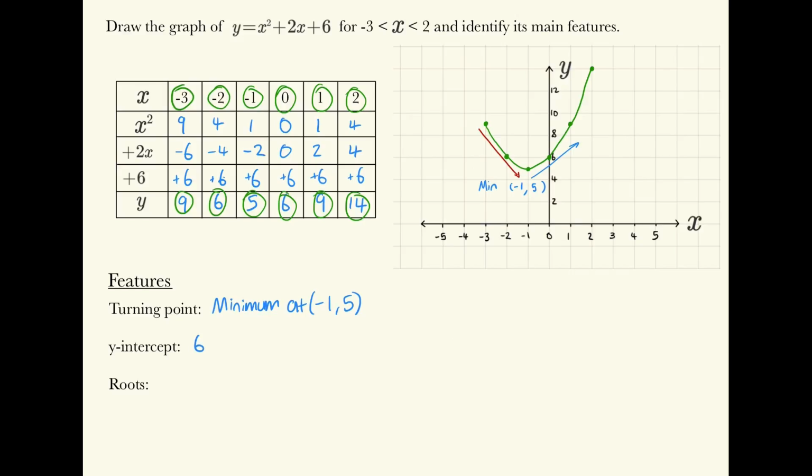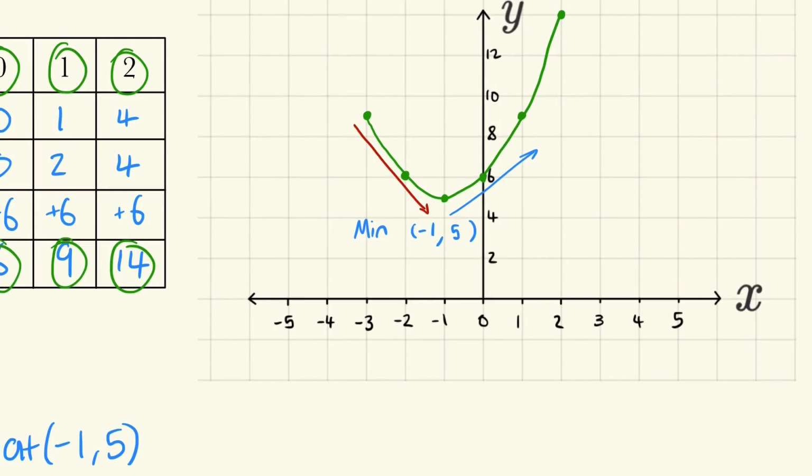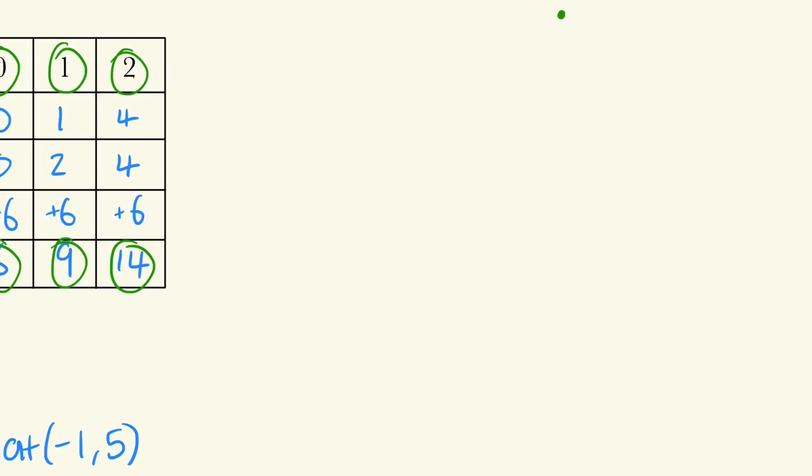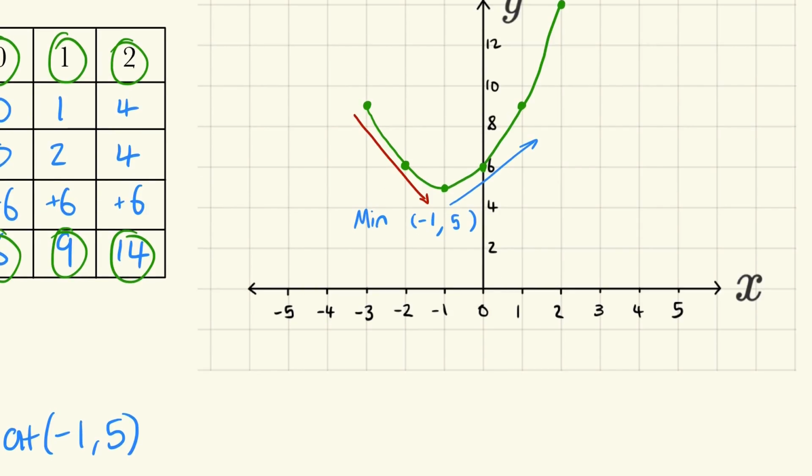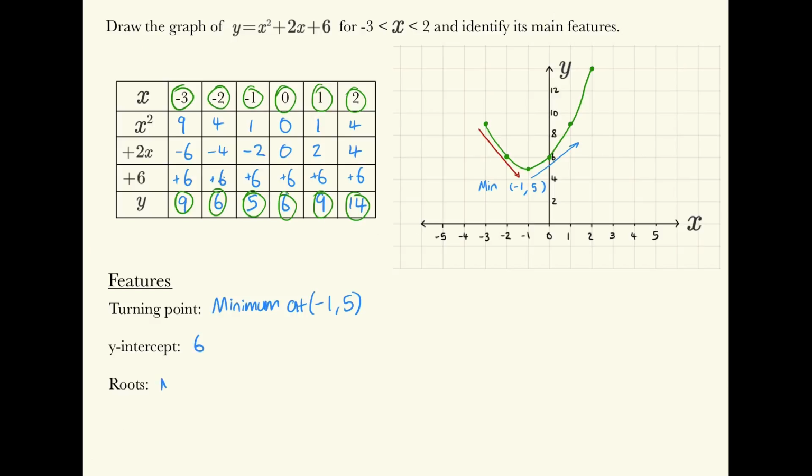So 6. Now roots. Roots again are our x-intercepts. Do we have any x-intercepts here? We don't have any x-intercepts. Our line does not cross through the x-axis. Here's our x-axis here. If it was down a little bit further like that, we would have some roots here and here. But that's not the case. Our parabola is sitting well above the x-axis, so there are no roots. So you would just write no roots.